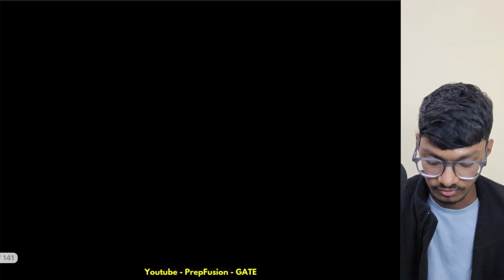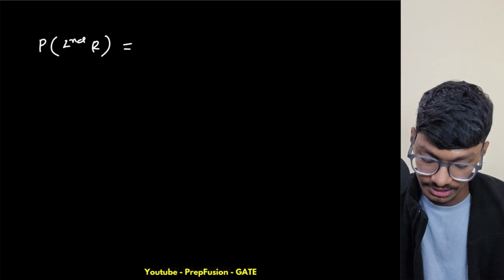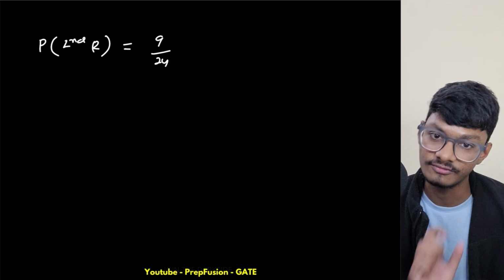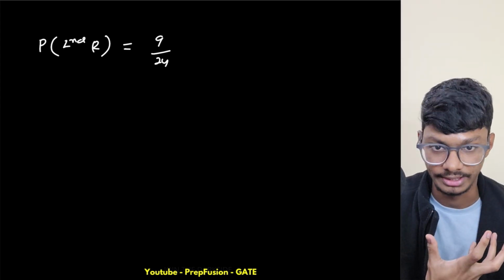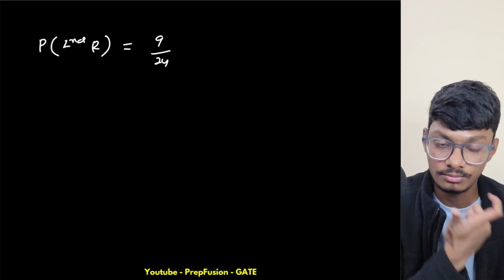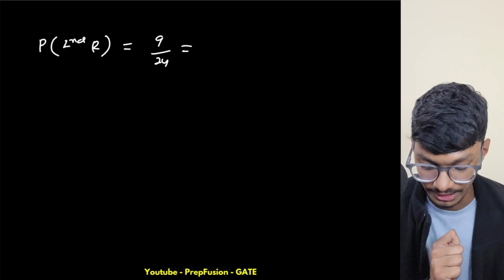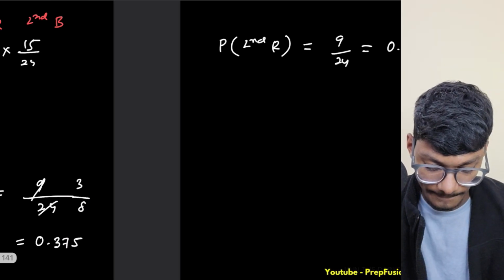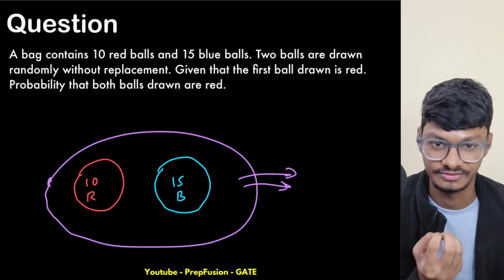So 9 upon 24 is simply the probability of the second red, because they have already given it to me that the first ball is red itself. They have already given it to me, so I don't need to think about that again. So the second ball also can be red, and this is the probability. Again we are getting the same answer, that is 0.375. So you don't have to think this much, this is very simple.